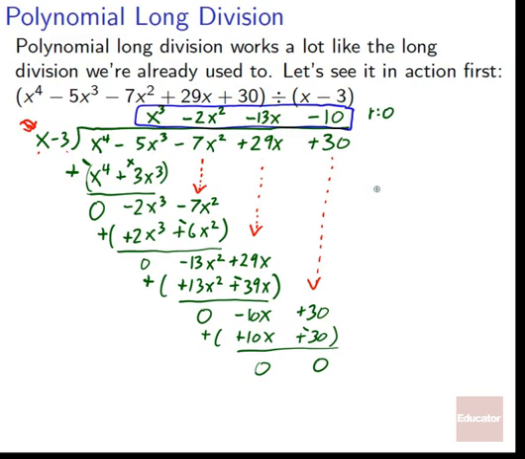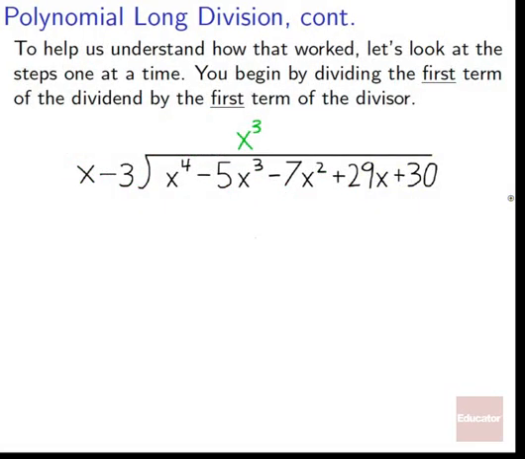So we know our original x to the fourth minus 5x cubed minus 7x squared plus 29x plus 30 factors as, let's write this in blue just so we don't get it confused, x minus 3 times x cubed minus 2x squared minus 13x minus 10. That's what we've gotten out of it. Cool. To help us understand how that worked, let's look at the steps one at a time.